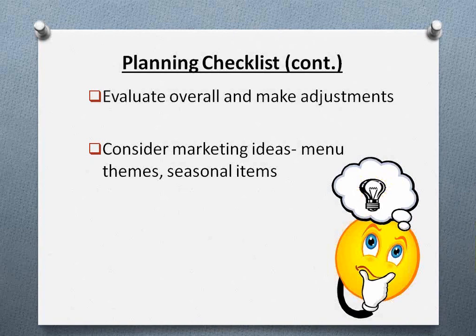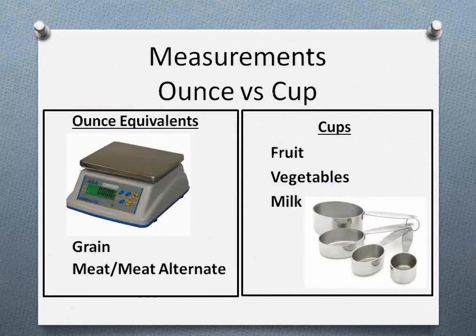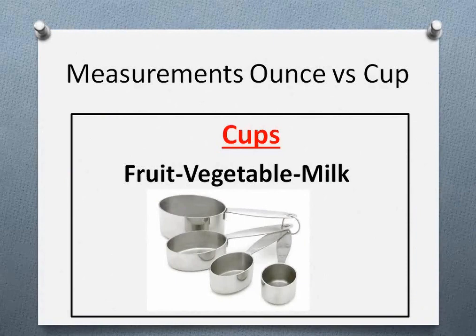Next, we're going to move on to how to measure and the proper measurements. This has been confusing for many districts, and over the years we've seen it change from cups and ounces and back and forth, but now it is strictly ounce equivalents for grain and meat alternates and cups for fruit, vegetables, and milk. Let's start with the fruit, vegetable, and milk category.